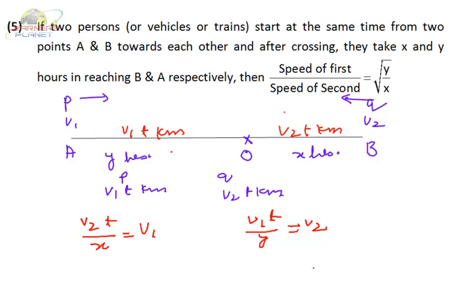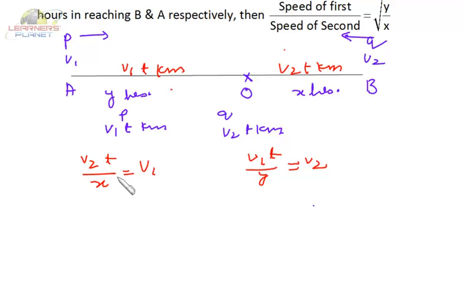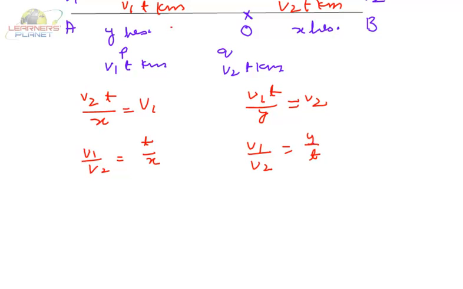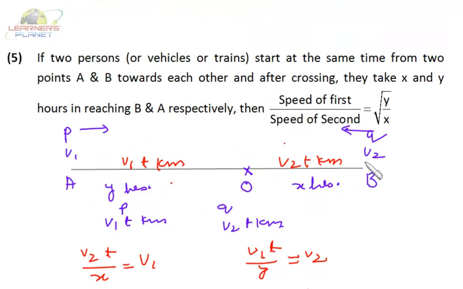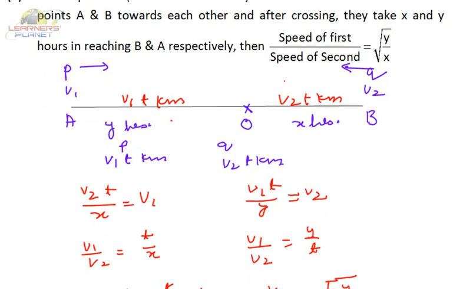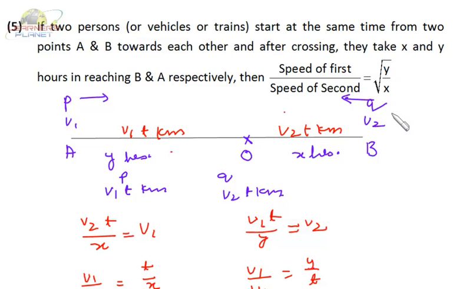Now, from here, V1 by V2 is t by x. And from here, V1 by V2 is equal to y by t. Now, we multiply both the expressions. So we'll be getting V1 by V2 whole square is equal to t by x into y by t. So that means V1 by V2 is equal to square root of y by x. So we have derived this formula, that is speed of first by speed of second, V1 by V2, is equal to root of y by x. So it's a very simple concept.